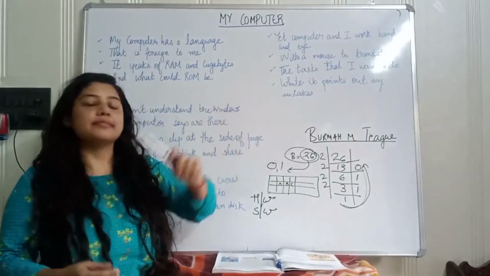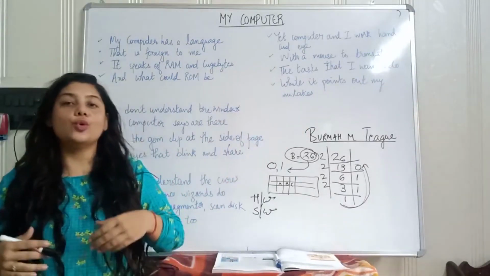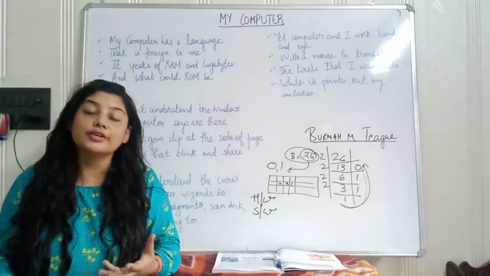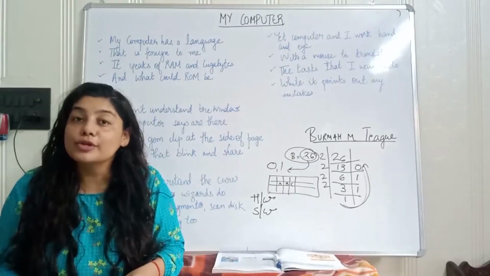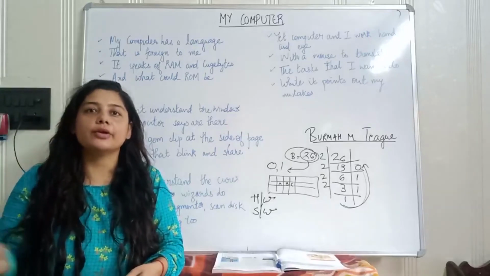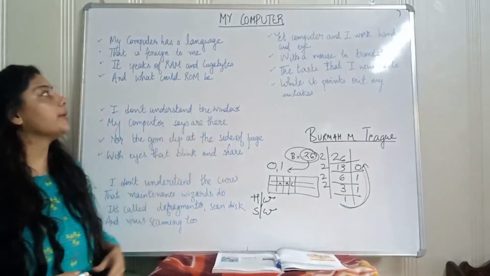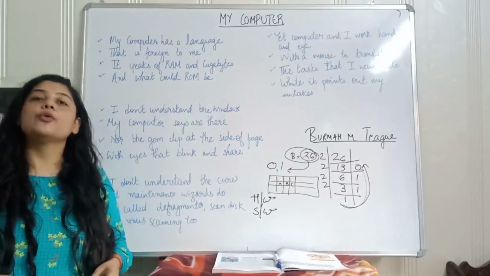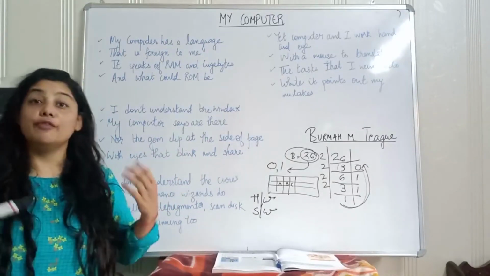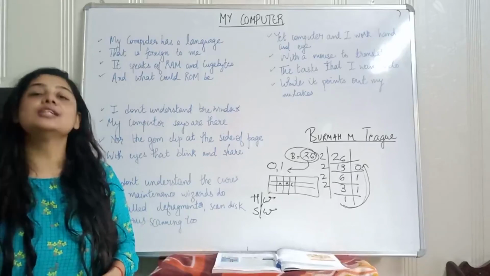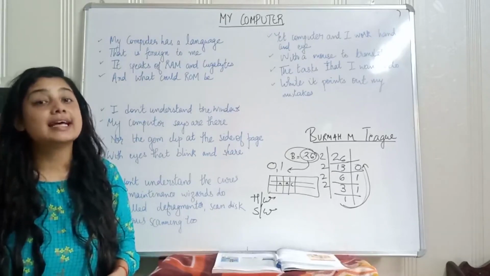But sometimes what happens? While it points out my mistakes, sometimes you open the wrong file or you do some wrong functioning. So what error does the computer show? That it is an invalid format or an invalid file or invalid thing. So this was the poem about my computer, where the poet has shared his experience of working on a computer but still not understanding its deep concepts.